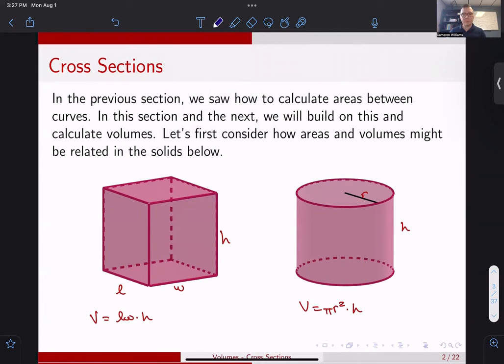Something kind of interesting happened here. In both instances, we have some quantity multiplying height. Well, for the prism, we have length times width, which happens to be the area of the base. In the cylinder case, we have pi r squared times height, but pi r squared is also the area of the base.